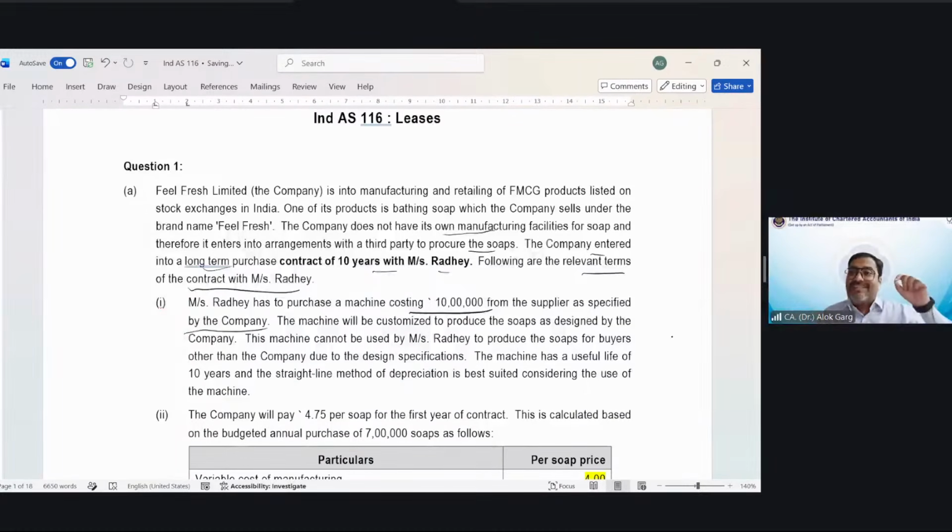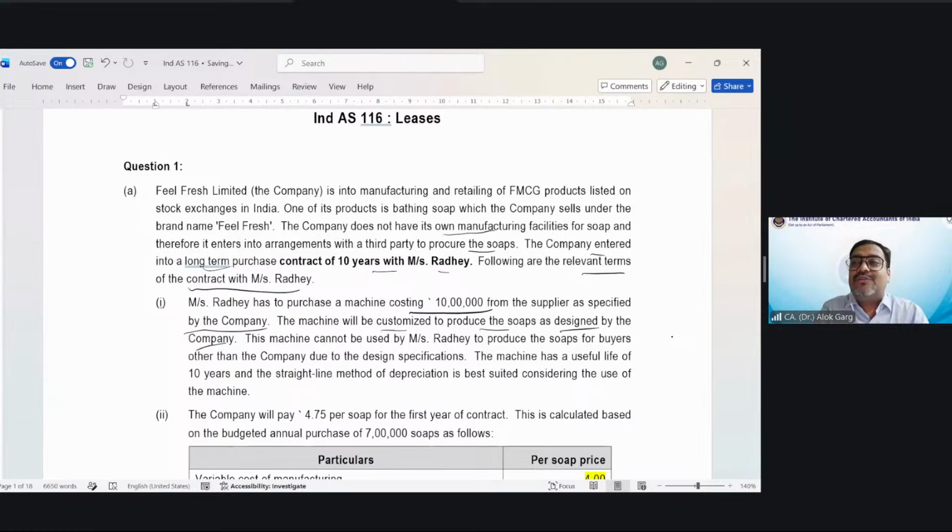So Feel Fresh is telling Messrs. Radhe, can you please purchase this machine from XYZ vendor for manufacturing the soaps and giving it to me? So who is giving the instruction? This company, Feel Fresh, is giving the instruction that you have to purchase this machine. The machine will be customized to produce the soaps as designed by the company.